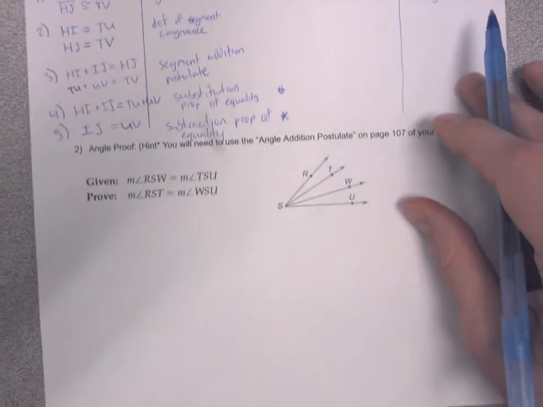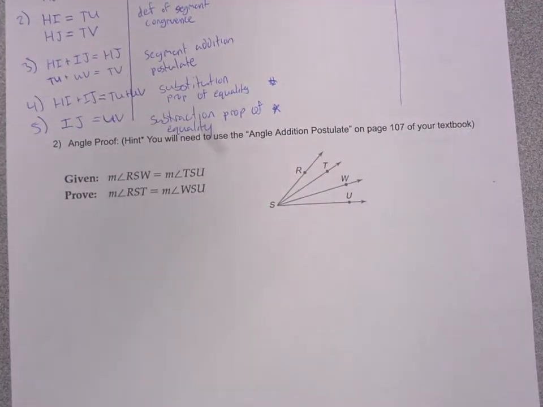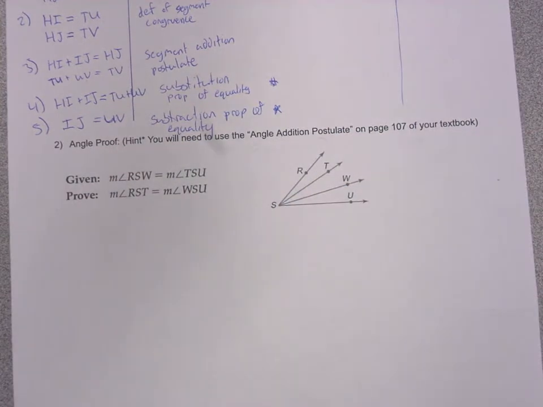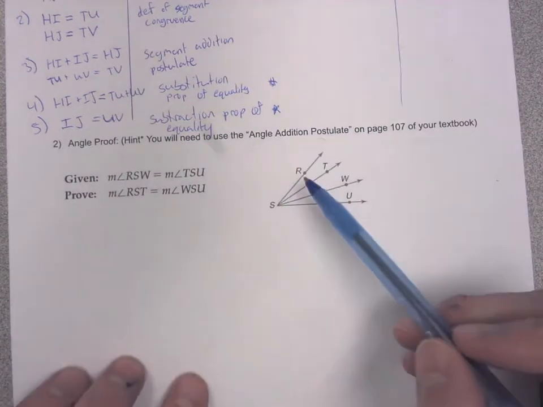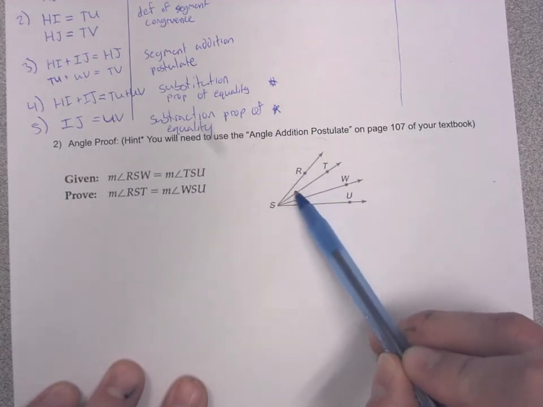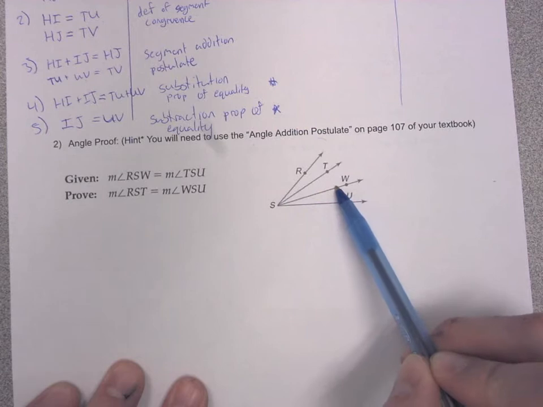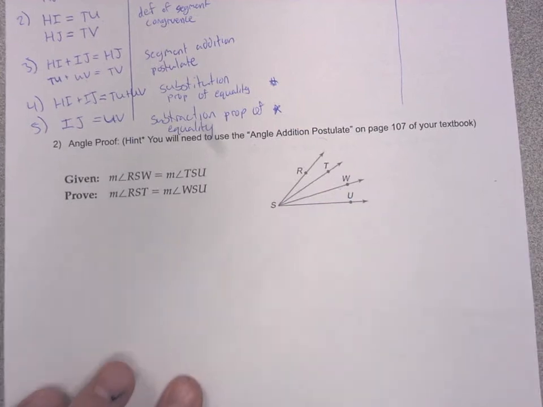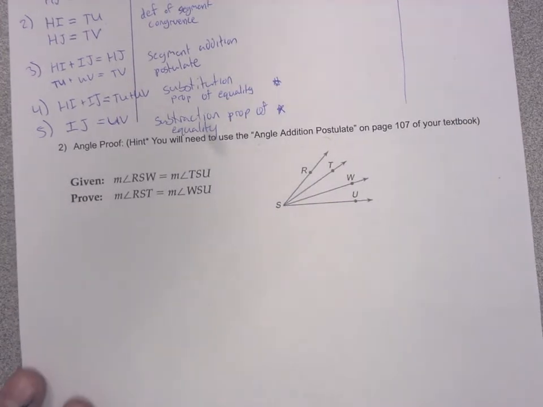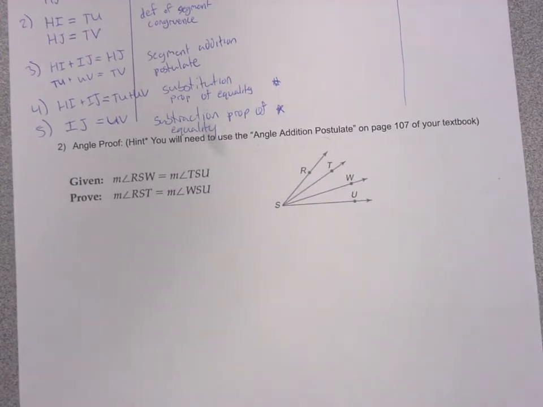Okay, now this guy here is really similar. You're going to use the subtraction property of equality in this one as well. You also need this thing called the angle addition postulate. Essentially, the angle addition postulate says that if you have two angles that are next to each other, the measure of the first angle and the measure of the second angle equals the measure of the big angle. It's pretty similar to the segment addition postulate. So if you want to, you can look that up on 107. We're going to need to use that in this, so that might be helpful for you.